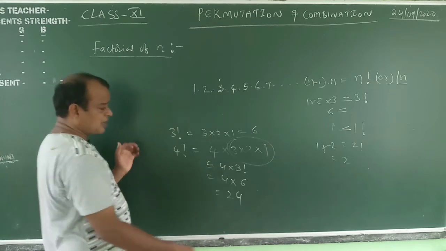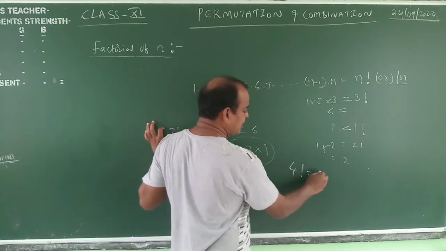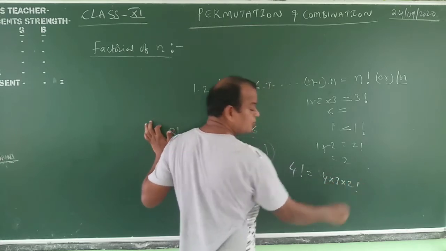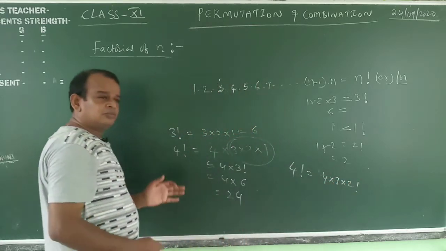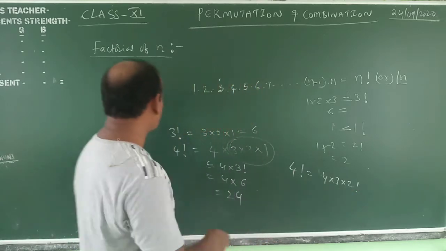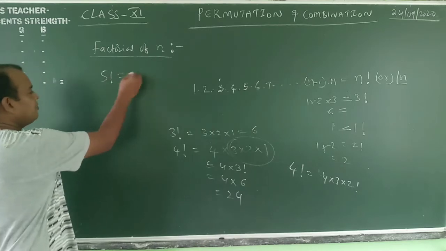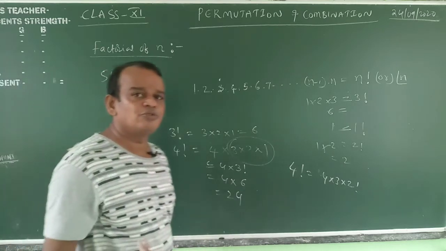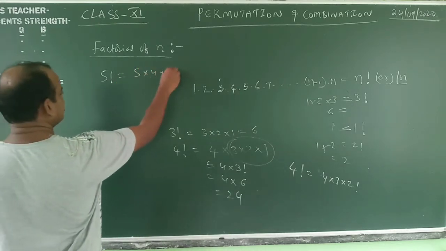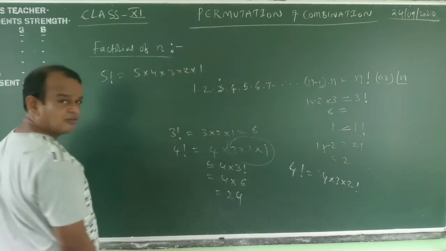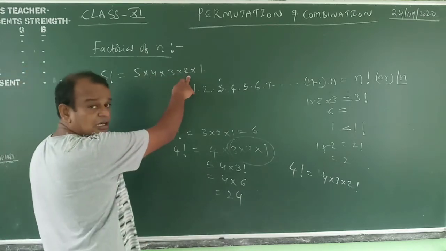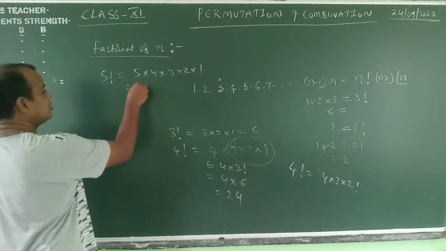Now 4 factorial equals 4 into 3 into 2 factorial, you can also write that, no problem. Whichever you want you can write, and then immediately write the factorial. For example, 5 factorial means the continued product from 5 to 1: 5 into 4 into 3 into 2 into 1. 5 fours are 20, 20 threes are 60, 60 twos are 120, into 1, 120. So 5 factorial equals 120.